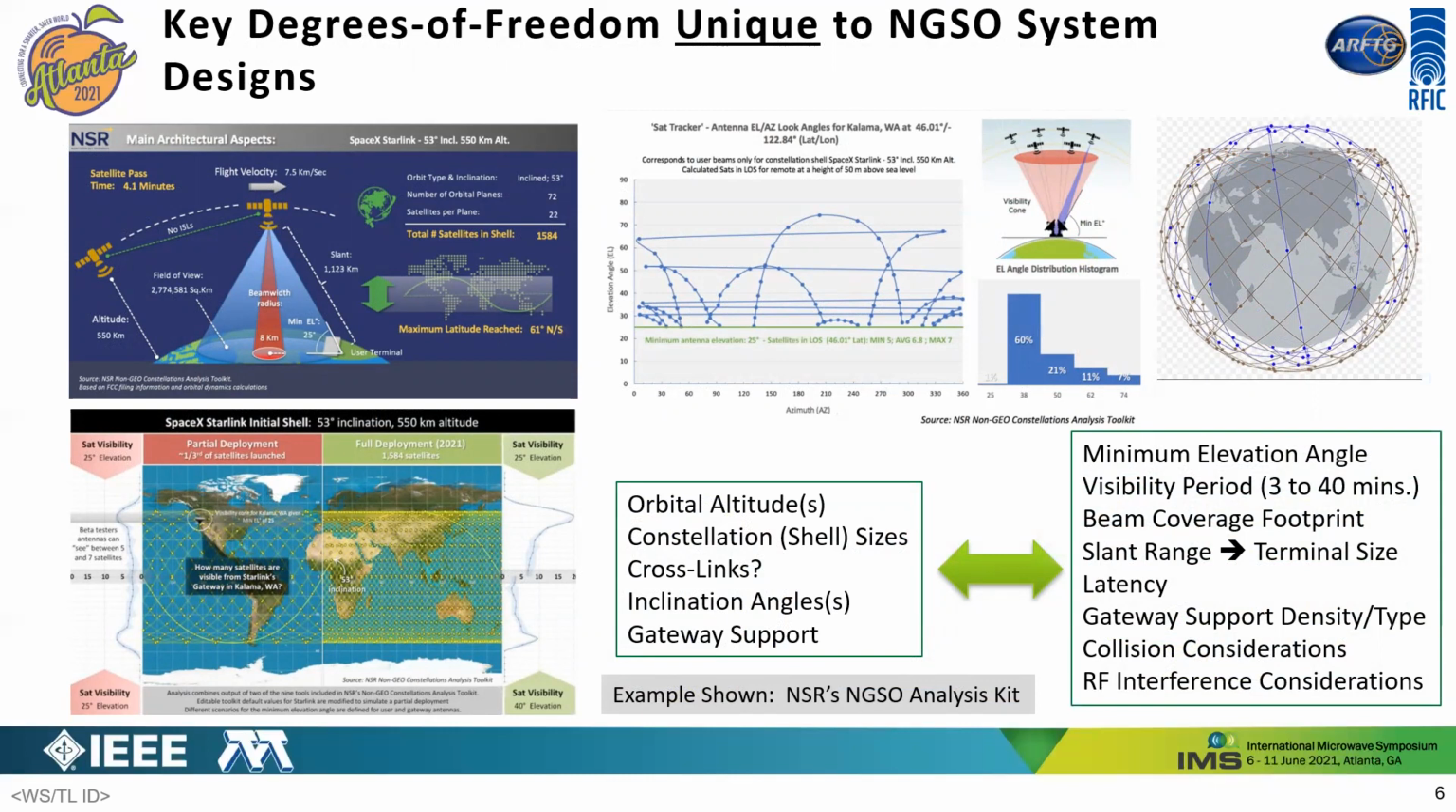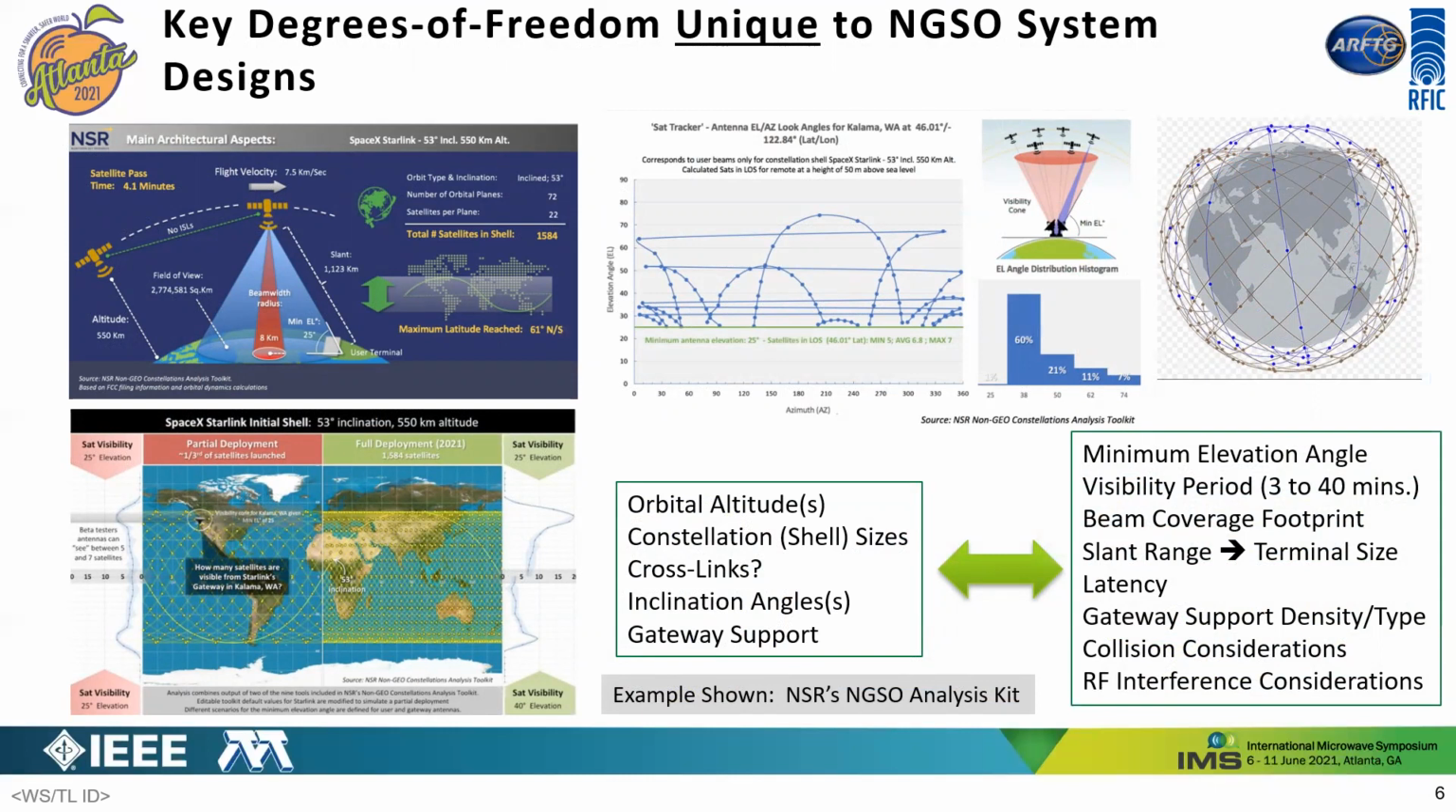The visibility period, which could be anywhere between 3 and 40 minutes, depending on the altitude. The beam coverage footprint, which are very specific to the different constellations. The slant range versus the terminal size. So typically the terminal is going to need to be sized for the longest slant range, which is the most difficult link budget to close. And of course, depending on how low we go in elevation angle, generally those would correspond to larger slant ranges. Latency is a key characteristic, key advantage of NGSO satellites. I'll talk about that a little bit in an upcoming slide.